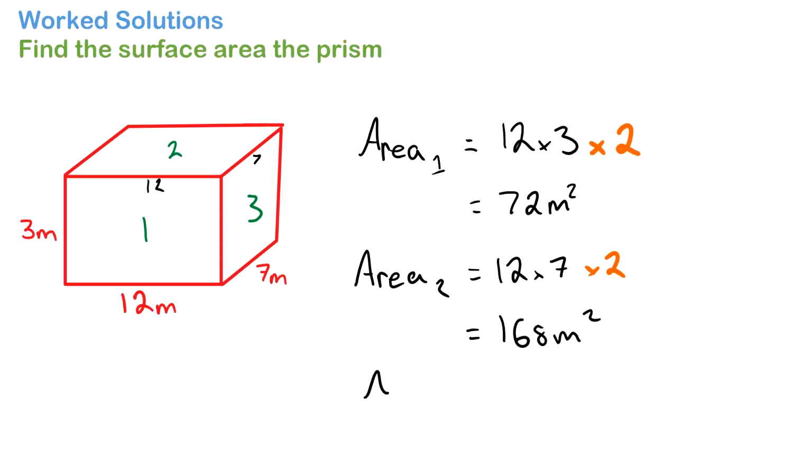And lastly, we'll do our third one, area 3. That's going to be our 7 times our 3. And again, we're going to times it by 2 because there's 2 sides. Not all surface areas will require you to have 2 sides that are mirrored. There are some shapes that won't, and it's important to remember that you don't always have to times by 2. It's not a formula or a given. Make sure when you're doing it, you're knowing that there's going to be 2 faces that are the exact same.